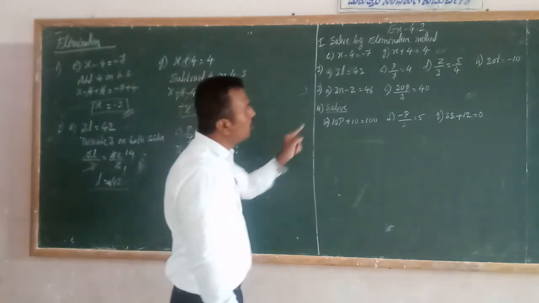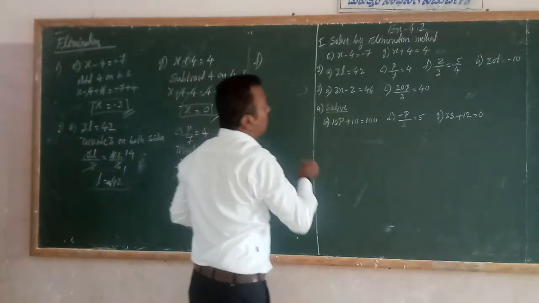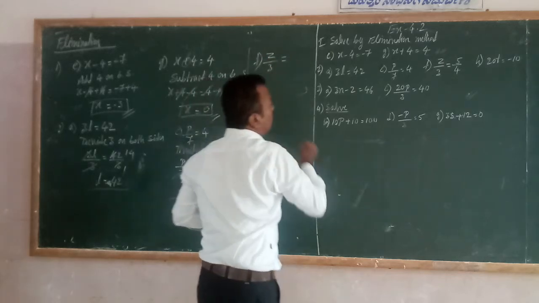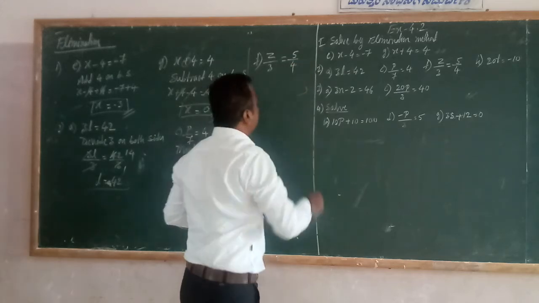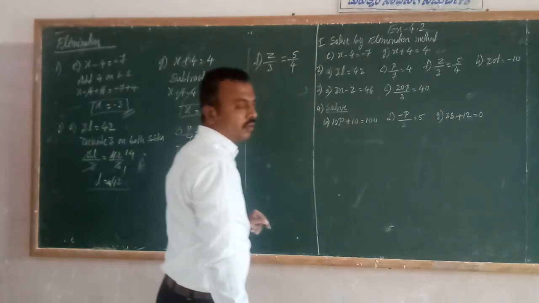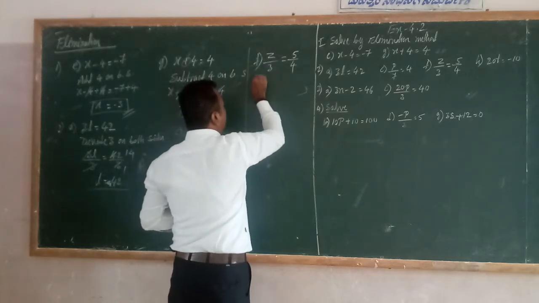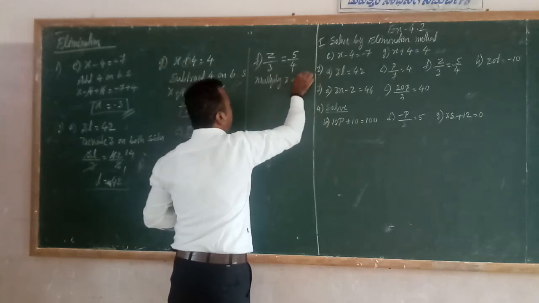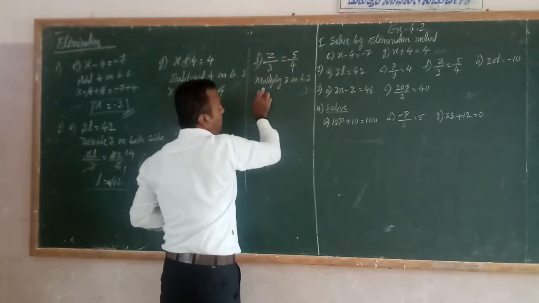So like that, F question is there. What is the F question? Z by 3 is equal to 5 by 4. See students, first we have to remove the 3, correct? That's why multiply. What do we have to multiply? 3 on both sides, because between Z and 3 the divided by sign is there. That's why we have to do multiplication.